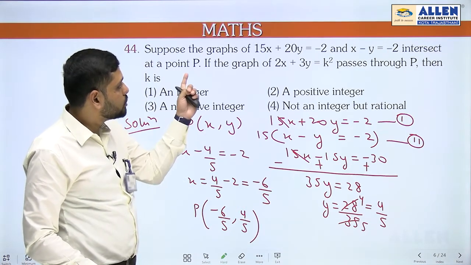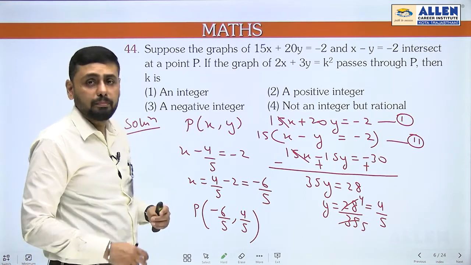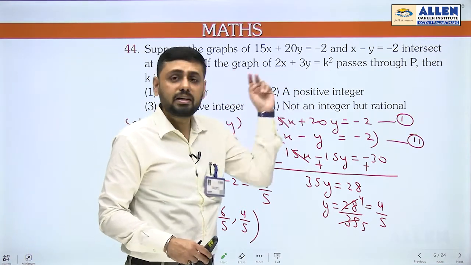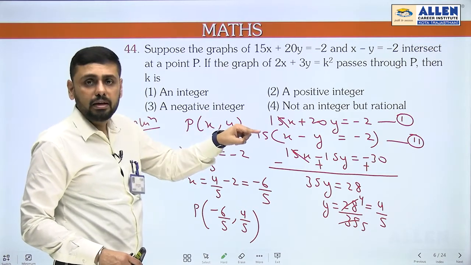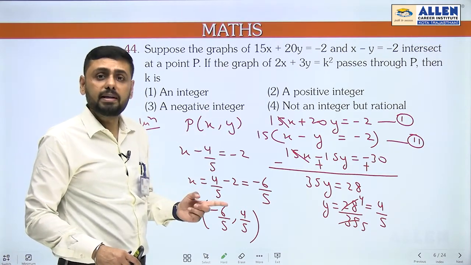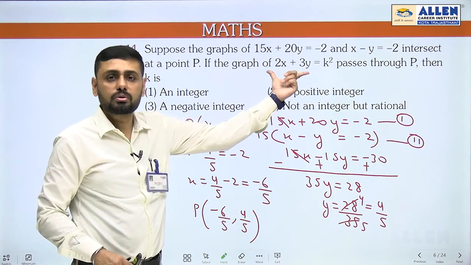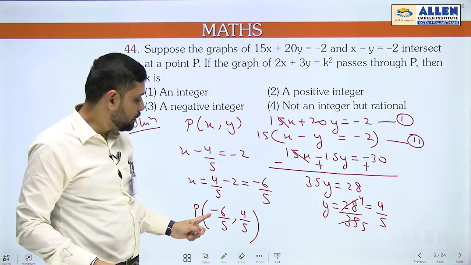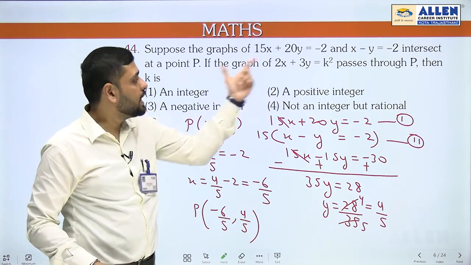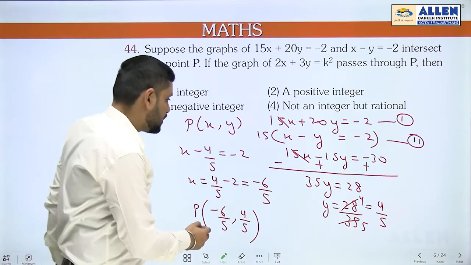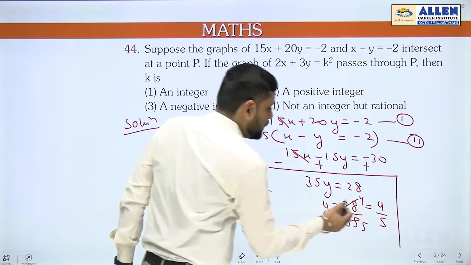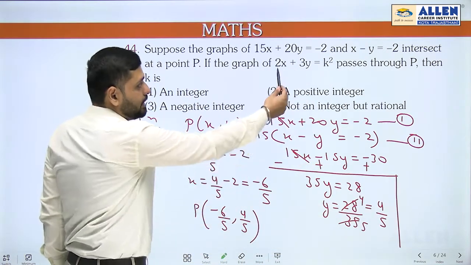Now what is given in the question? If the graph of this passes through the point P, it means now there is a third linear equation whose graph is also passing through the point P. It means coordinates of point P will satisfy this equation also. So we'll keep the value of x and y here to get the value of k, because we need to find the value of k. So now what we'll do is we'll keep the value of x and y in this equation.